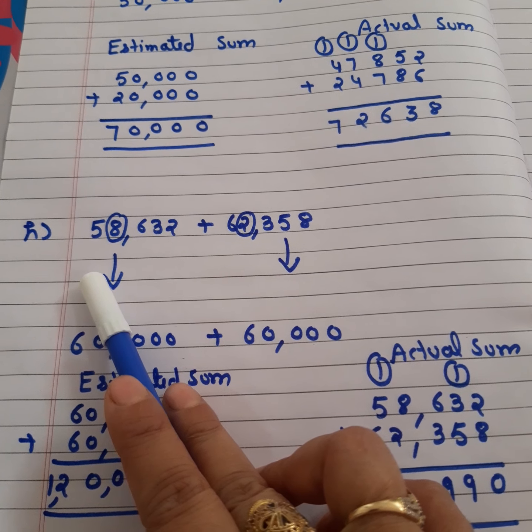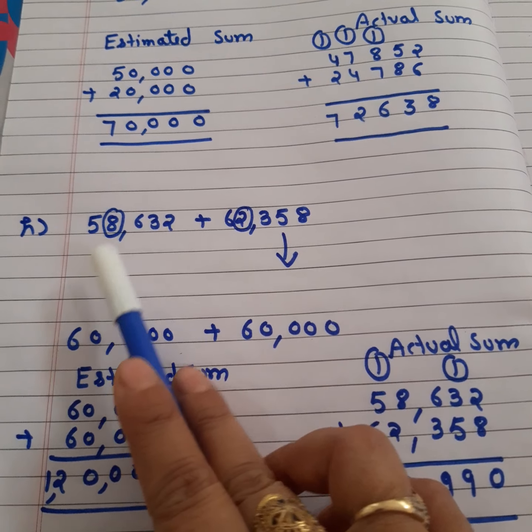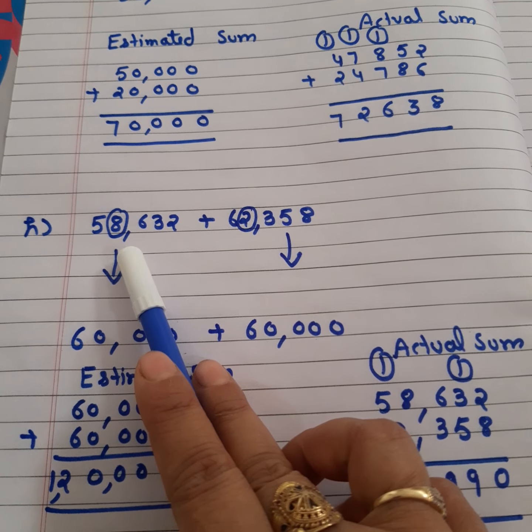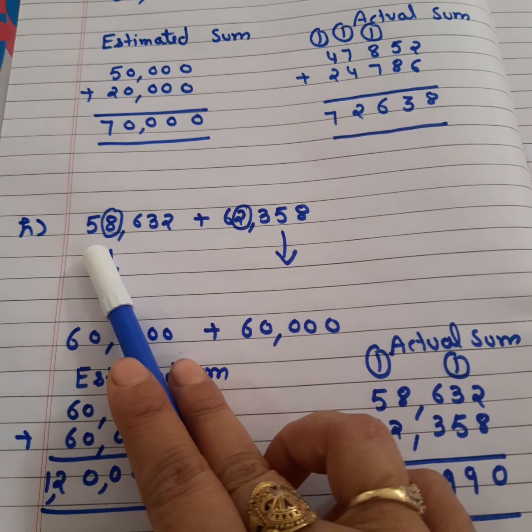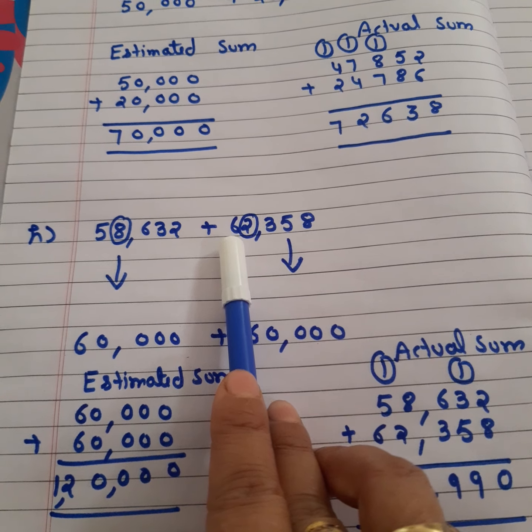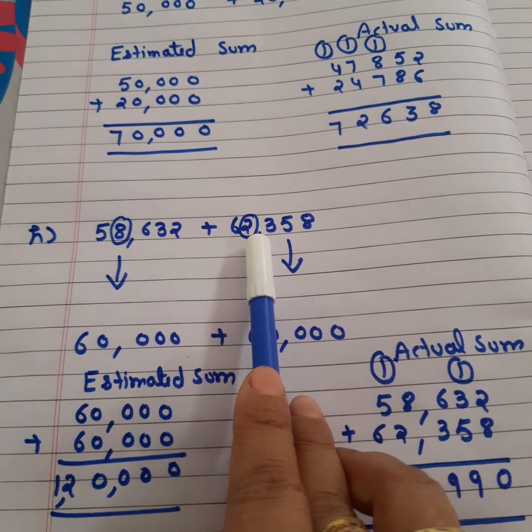So I am rounding off the 10,000s place, but it is your choice. If you want to round off the thousands place, you can do that also. That will not be wrong. Okay, so for the 10,000s place, I have to check my thousands place. Same here, the highest place is 10,000, so I have to check my thousands place.